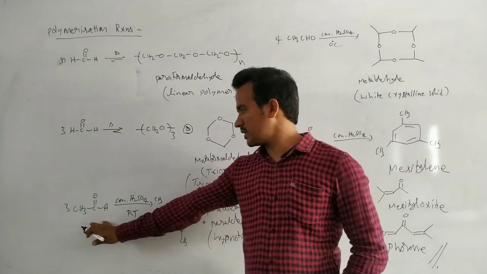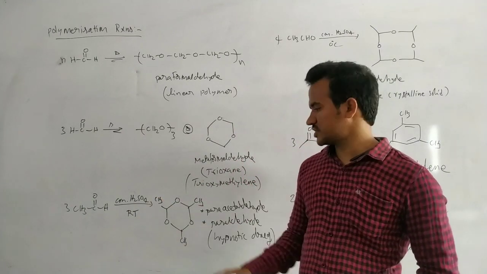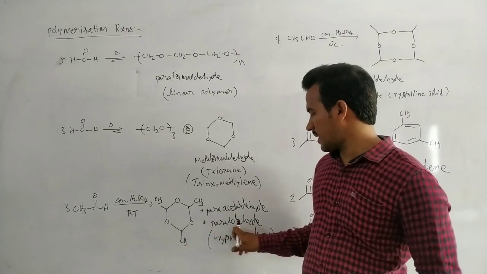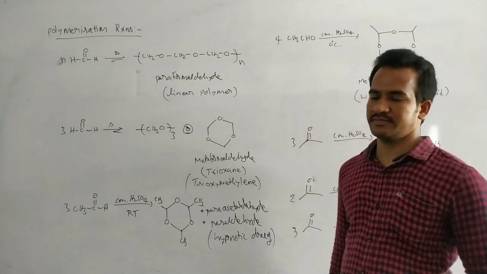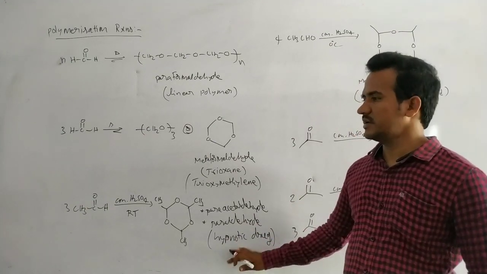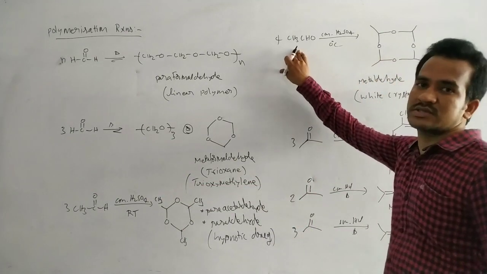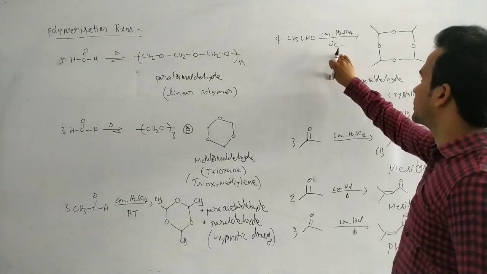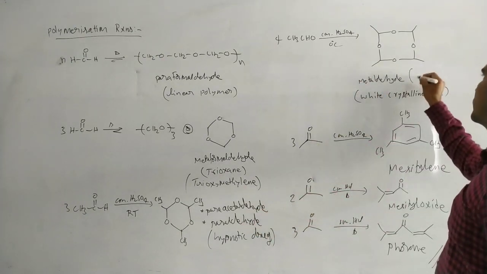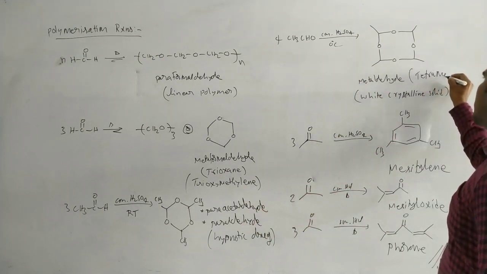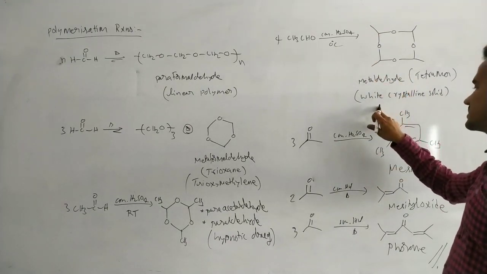Now 3 moles of acetaldehyde on treating with concentrated H2SO4 give paraldehyde. Paraldehyde is a hypnotic drug. Now 4 moles of acetaldehyde with concentrated H2SO4 at low temperature give the tetramer, not a trimer. This is the tetramer of 4 acetaldehyde molecules, known as metaldehyde. It is a white crystalline solid.